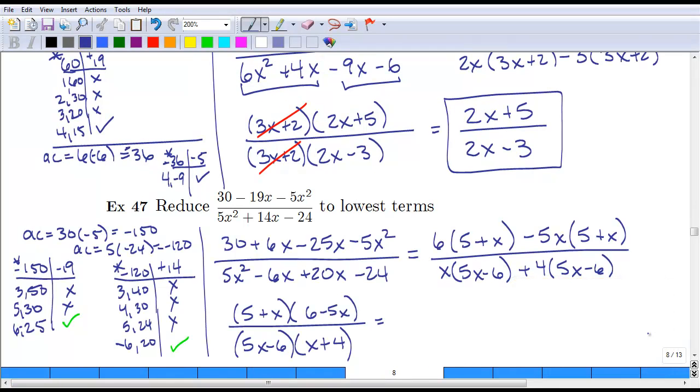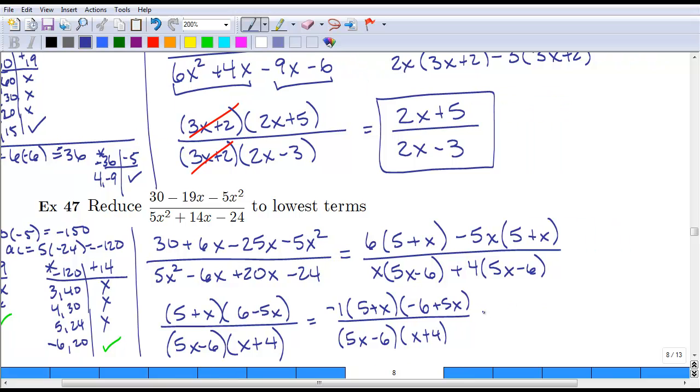So for this example, if you went through and did either the AC method or guess and check, you should have ended up with the numerator being 5 plus x times the quantity 6 minus 5x, and the denominator being 5x minus 6 and x plus 4. Now if you notice here, 5x minus 6 and 6 minus 5x are very similar, so we're going to take a negative out of the top here. If we do that, we've got negative 1. The 5 plus x stays the same, and this becomes negative 6 plus 5x. Denominator stays the same, 5x minus 6, x plus 4.